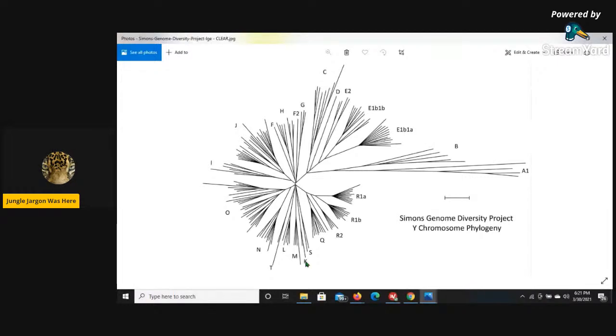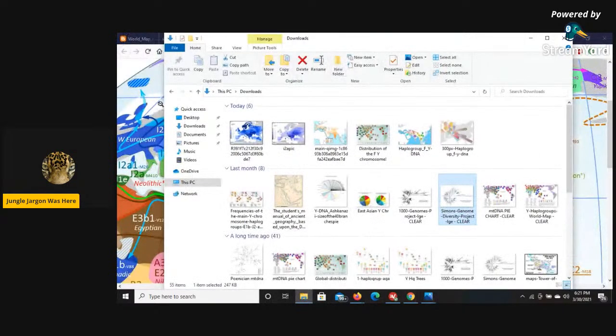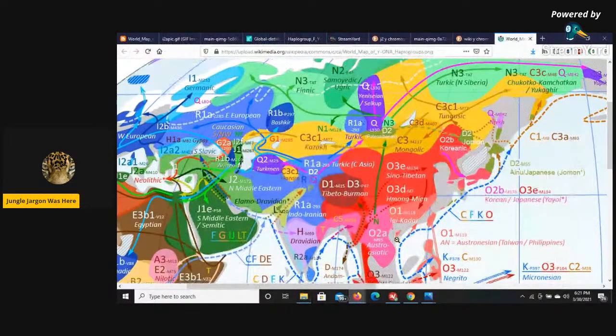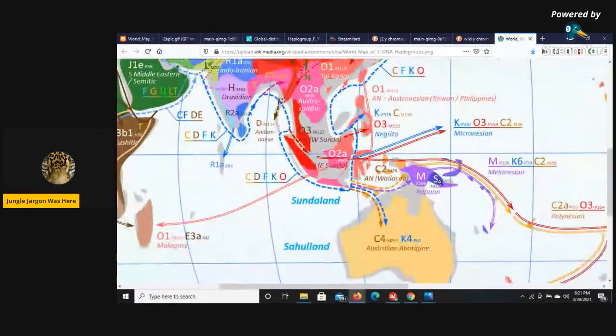And the K and the S are Australia, as well as the C. So in Australia, you have the Aboriginal C, the K, and the S. And then the M is in the area too. It might have some M in Australia too. So you have the S, the M, the K, and the C.